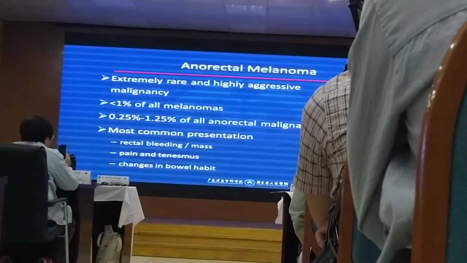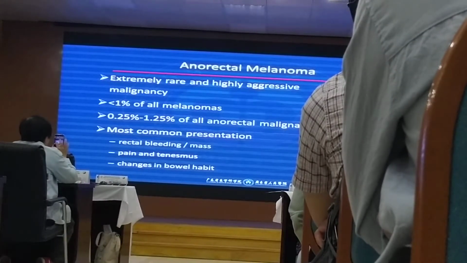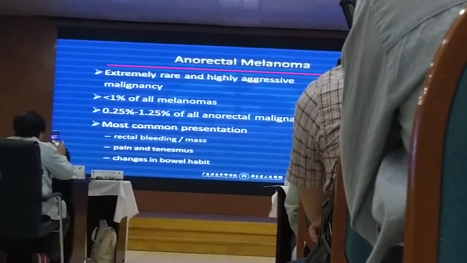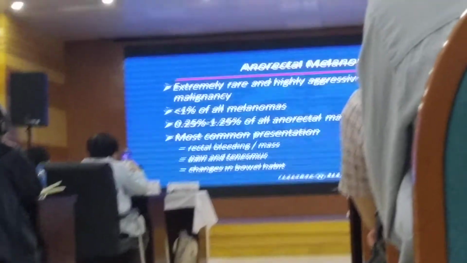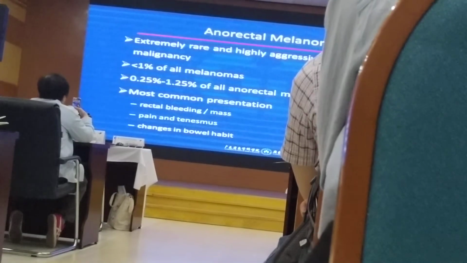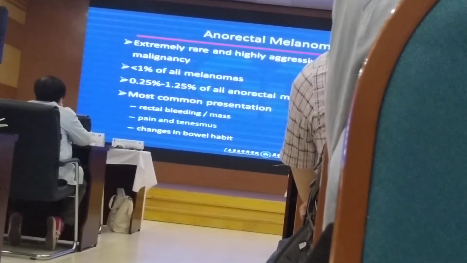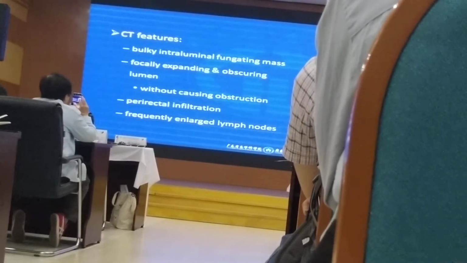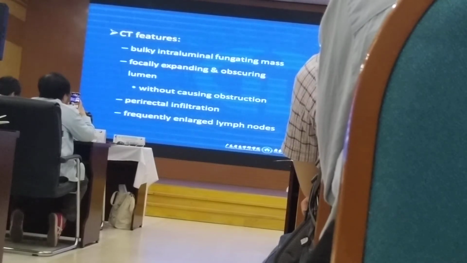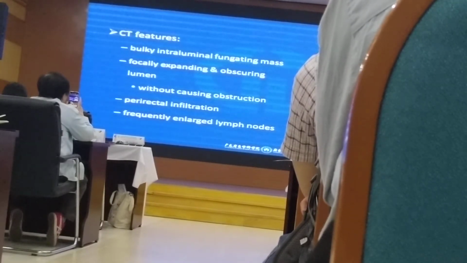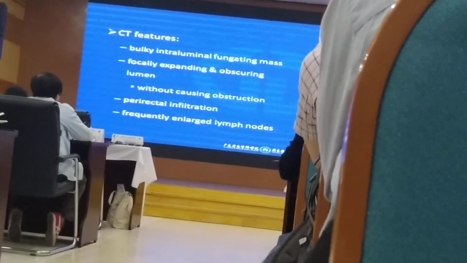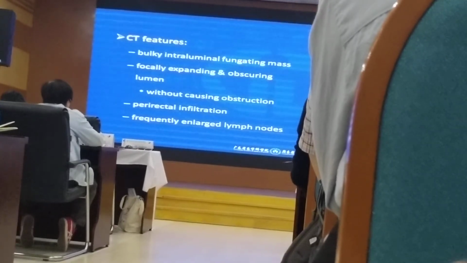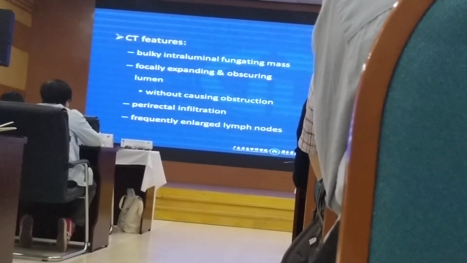Anorectum is a rare site for primary melanoma. It is an aggressive cancer with poor prognosis. The diagnosis is often delayed due to no specific signs and symptoms at the clinic. At CT, the tumor presents as a bulky intraluminal fungating mass without rectal obstruction, which infiltrates into the perirectal tissue and has enlarged lymph nodes.